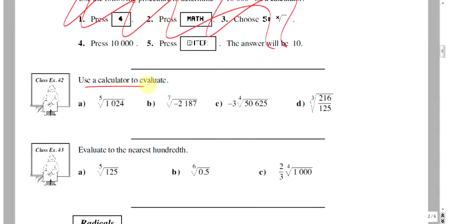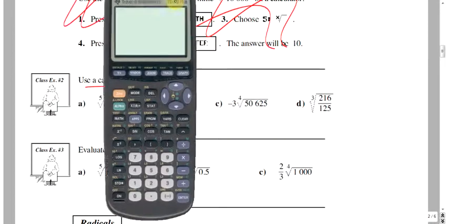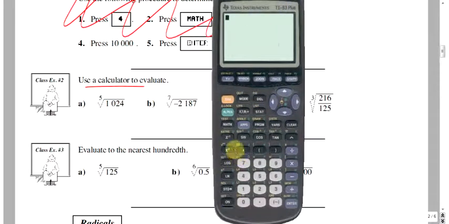So if you don't know how to do these, ask me after. It says use a calculator. You should know where the fifth root button is. And if you don't, ask me or someone else who has the same calculator. On my calculator, I enter it the same way I say it, right? The fifth root of 1,024. That makes more sense than some of your cheap calculators where it's backwards. You have to go 1,024 root fifth. That's like Chinese. It's backwards.